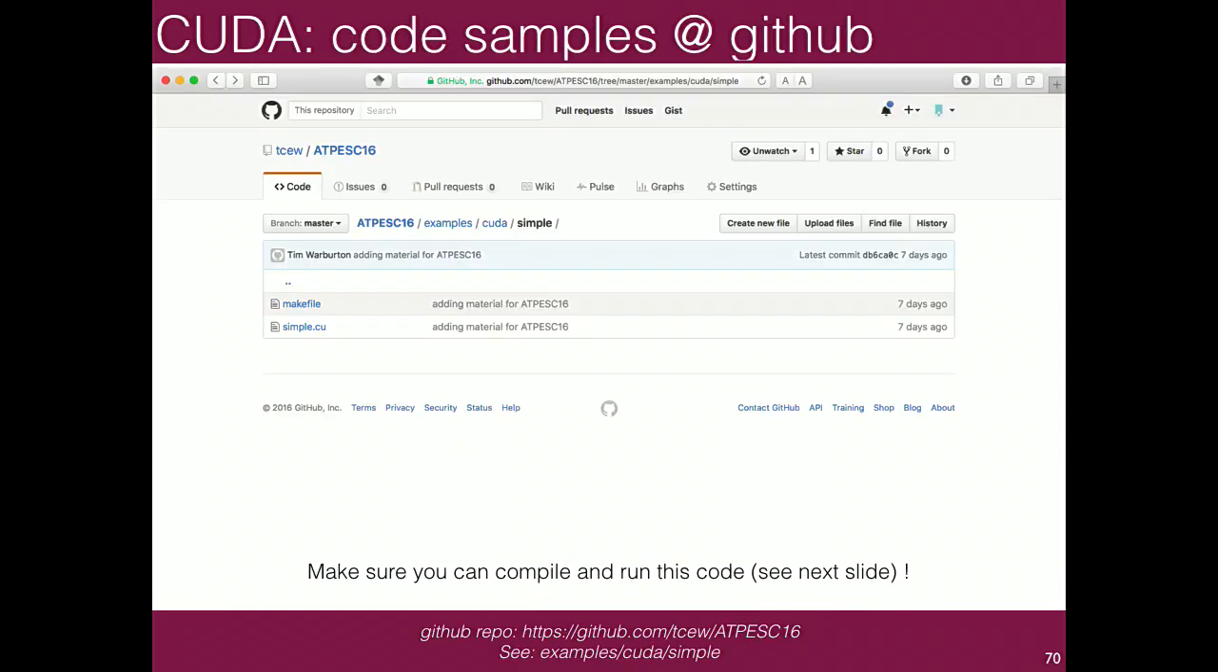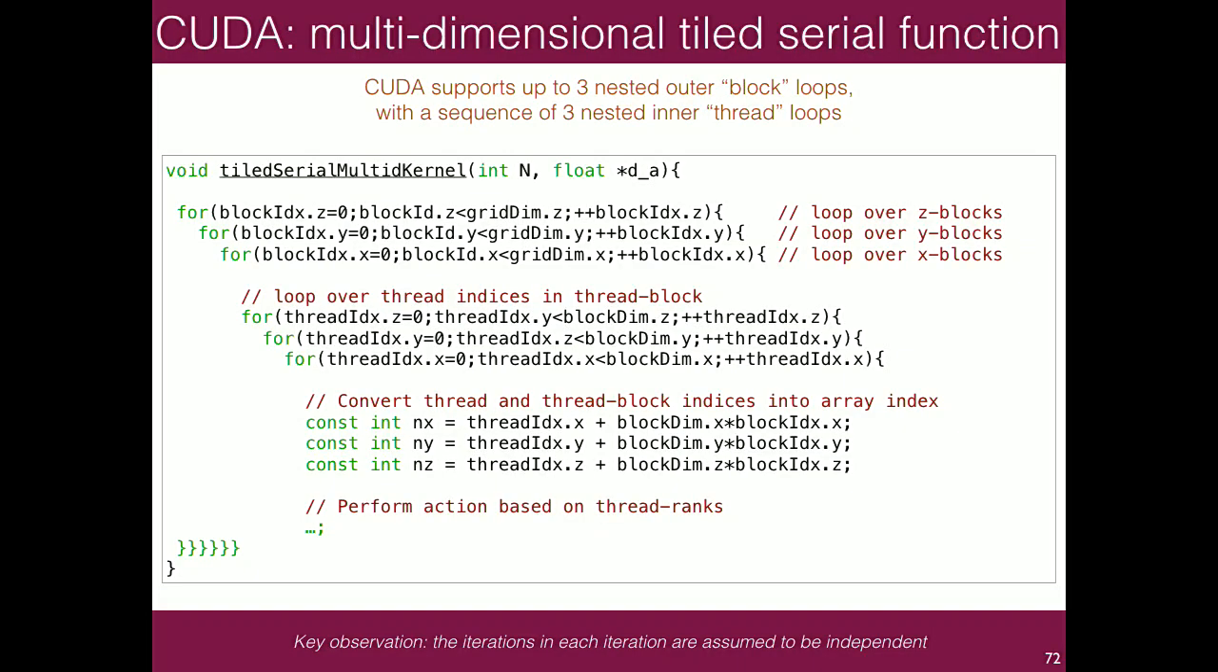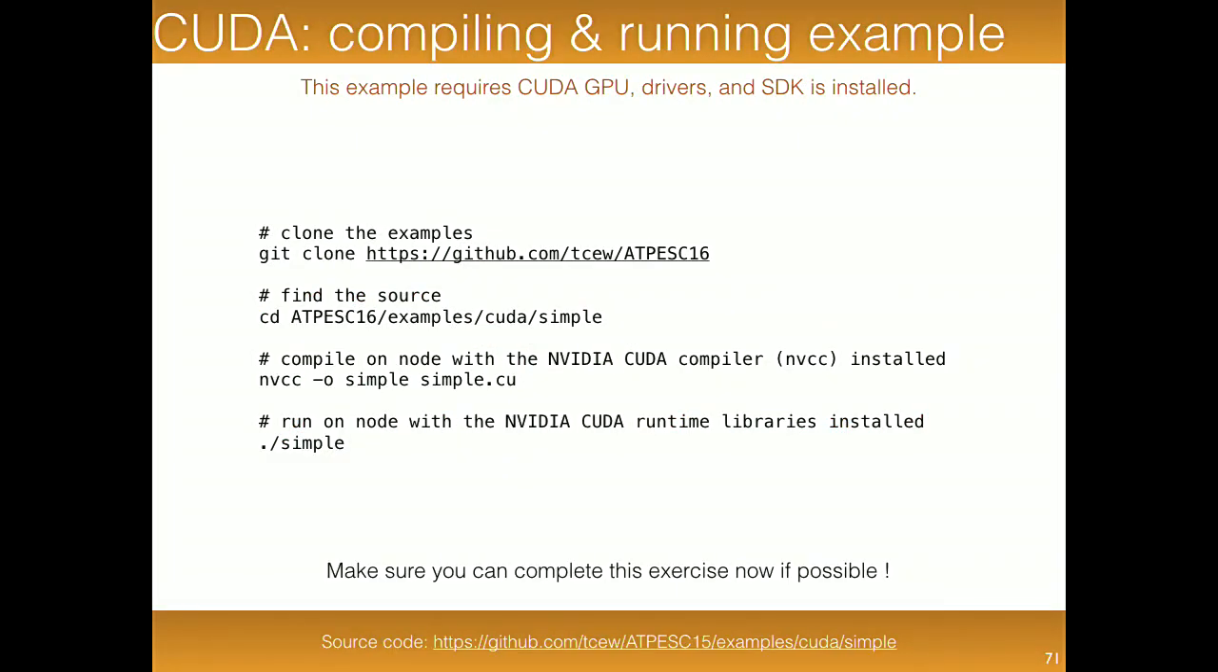Okay, so there's the repo. There's the instructions. So I've provided a simple example, which is just going to populate that array. Once you've got your job running, it should be a matter of CDing to the correct directory, which is that example's CUDA simple example directory, using the NVIDIA C compiler, NVCC.